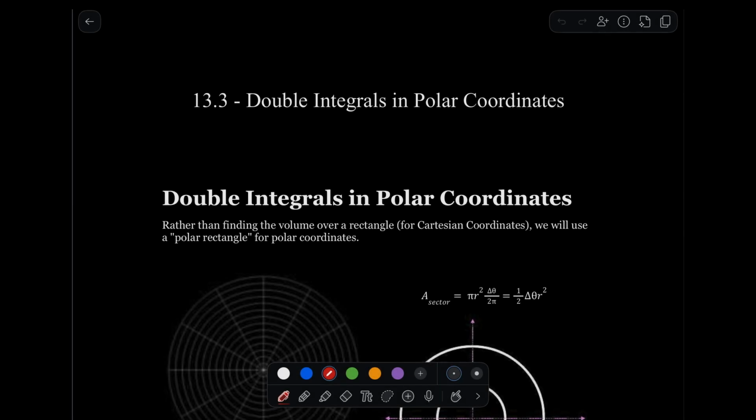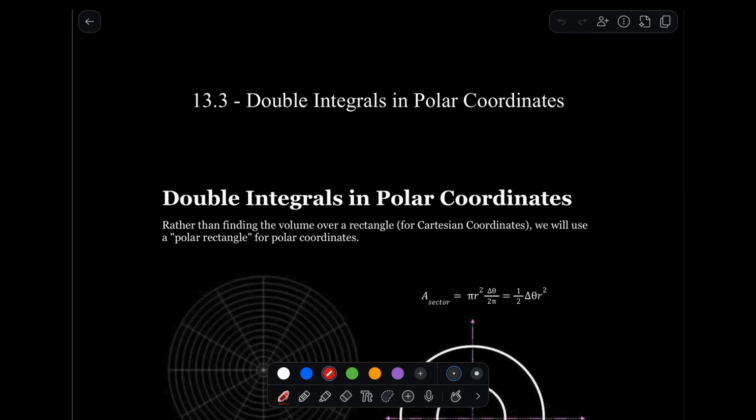Hi, this is Crossdot and Nabla, and in today's video, we're going to be covering section 13.3, double integrals in polar coordinates. So in our past two videos, we've been covering double integrals, right? So we've been covering double integrals in rectangular areas and double integrals in non-rectangular areas.